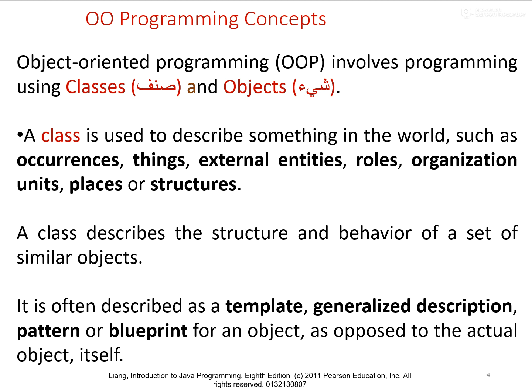So a class is basically used in object-oriented programming languages like Java to describe things such as an event, physical things, other kinds of things, concepts, roles, organizations, units, places, and structures. So it can really represent a lot of things.